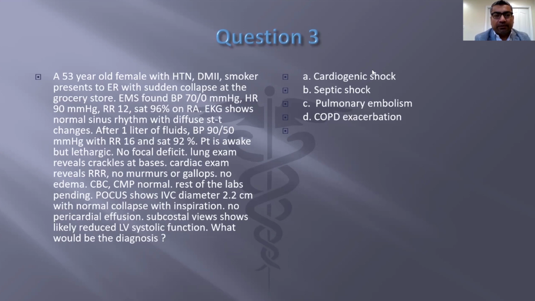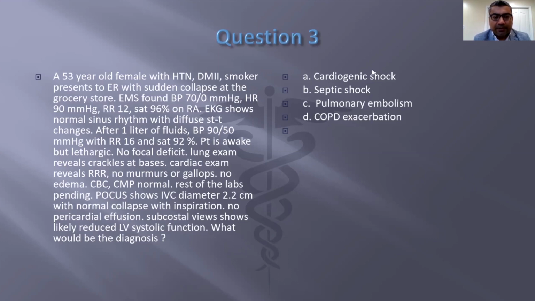So a 53-year-old female with a history of hypertension, diabetes, smoker, comes to the emergency room with sudden collapse at a grocery store. They call 911, EMS arrives, and blood pressure is 70/0. Heart rate is 90 beats per minute. Respiratory rate is 12. Saturation is 96% on room air. They did the EKG, which shows normal sinus rhythm with diffuse ST-T changes, no ST elevation.